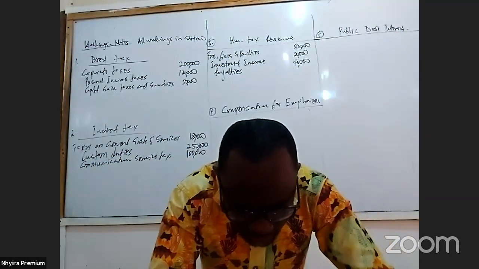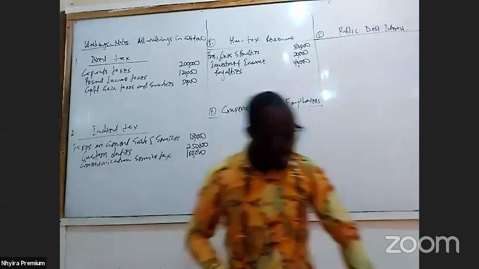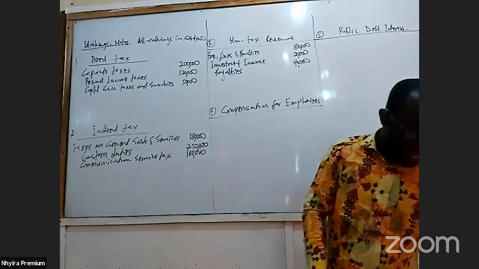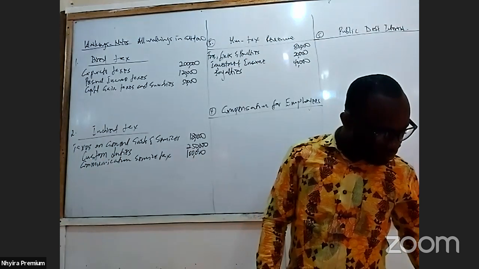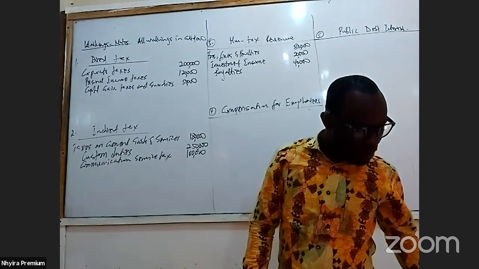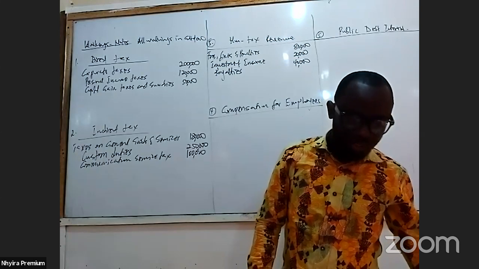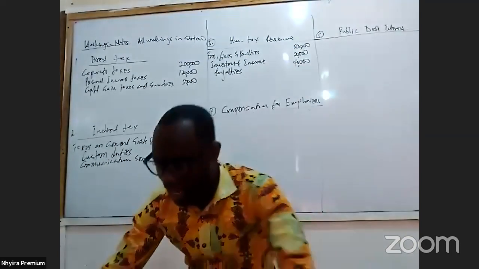Can you please read again the requirements of the question? All right, the requirement of the question is to prepare the statement of revenue and expenditure, and a statement of expenditure of the Consolidated Fund in comparison with the budget for the year ended 31st December 2018. Are you okay with that?